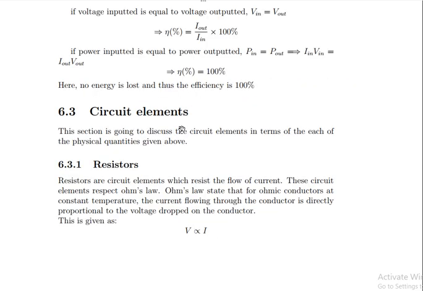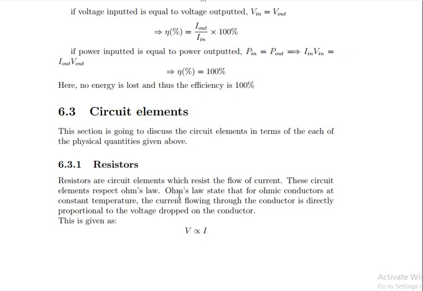Now let's visualize the different circuit elements involved in direct current. The first circuit element is the resistor, and resistors respect Ohm's law. Ohm's law states that the current through an ohmic conductor is directly proportional to the voltage, or the potential difference drop, on that ohmic conductor, provided there is no temperature change, that is, at constant temperature. So this is Ohm's law.